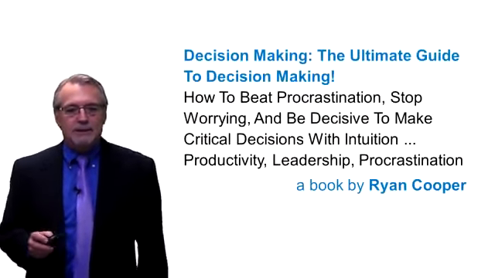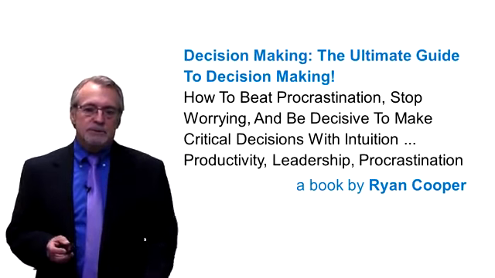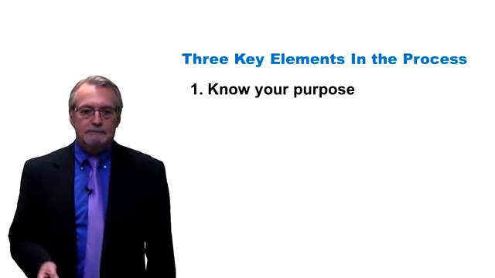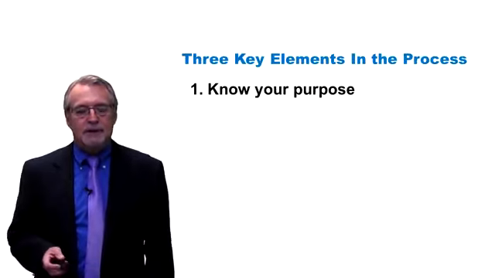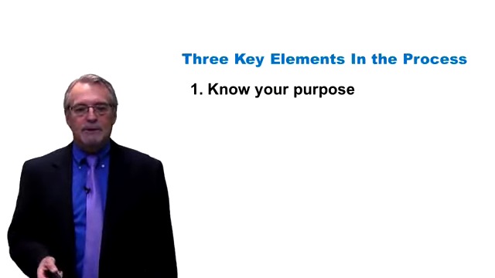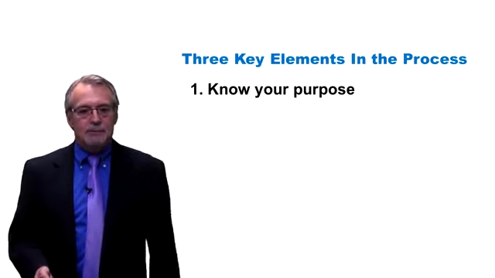Decision making, the ultimate guide. This is a text that you might want to refer to, and we're going to use some slides from this text along the way. There are 3 key elements in the process of making a decision. Know your purpose. Why are you even trying to make this decision? What do you want to get out of this decision? Sometimes we don't have any idea why we're even bothering. So what's the purpose of this whole thing?